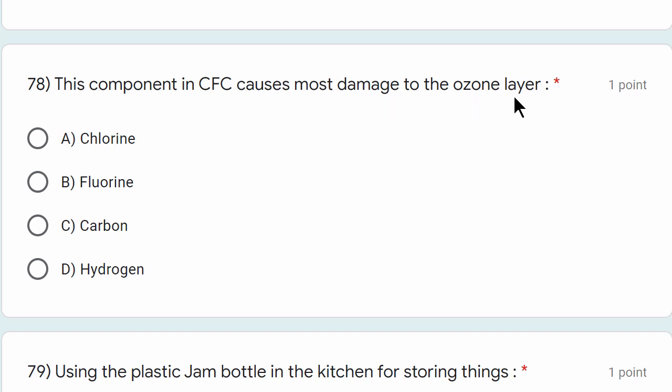CFC causes most damage to the ozone layer. The correct answer is chlorine, but if you submit answer to this quiz, it says fluorine, but that's wrong. Fluorine is not as reactive as chlorine. Fluorine is much more stable. It's chlorine which causes all kinds of problems. CFC means chlorofluorocarbon. Carbon is there, fluorine is there, chlorine is there.